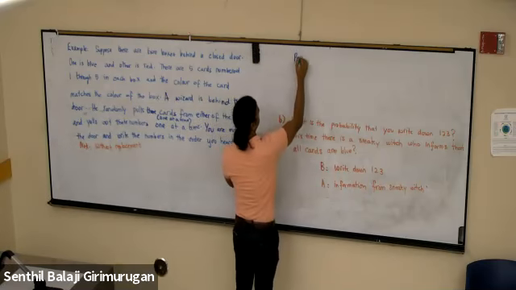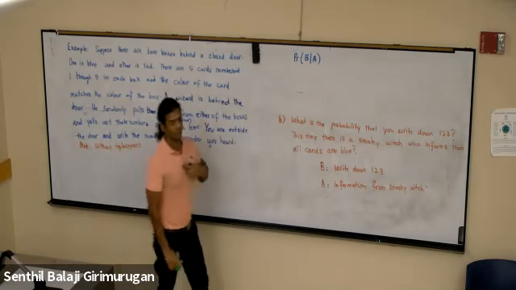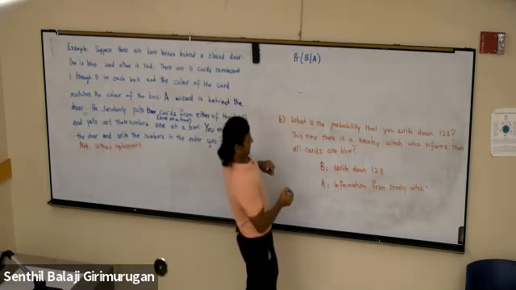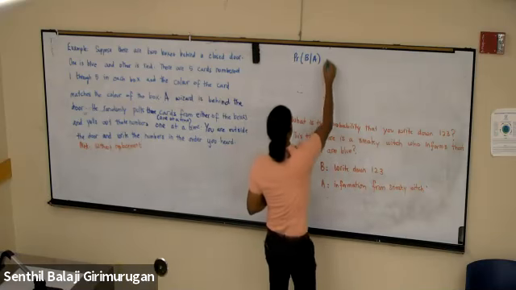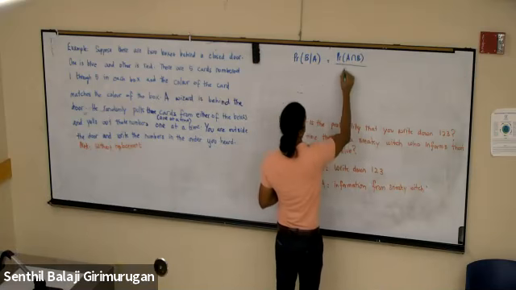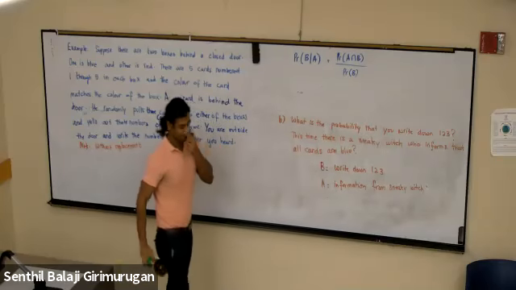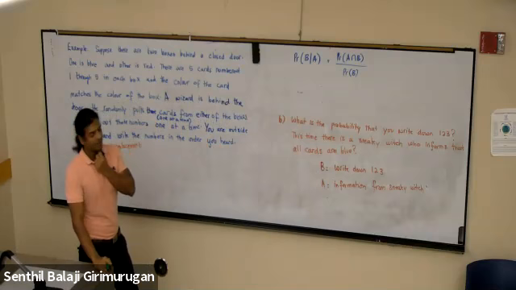So we want to find the probability of B given A. That is the probability of A and B divided by the probability of B.